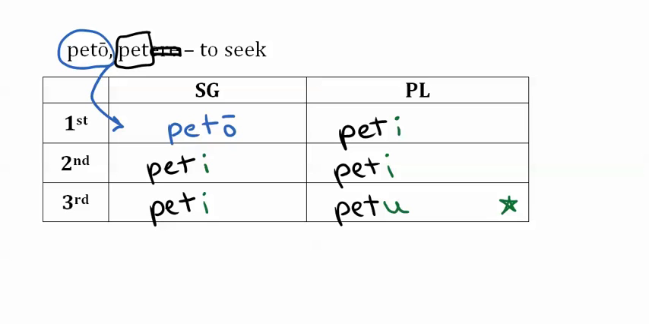Here we are back at our chart. I'm going to add S for petis, you seek. T for petit, he, she, or it seeks. Petimus, we seek. Petitis, y'all seek. And then here, where we used U instead of an I, we get petunt, they seek. And that is the present tense of a regular third conjugation verb.